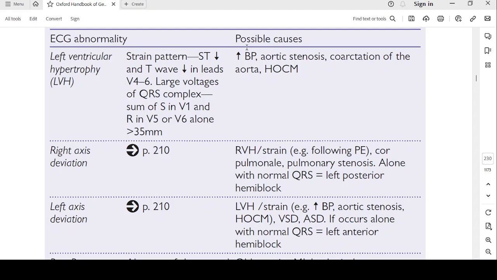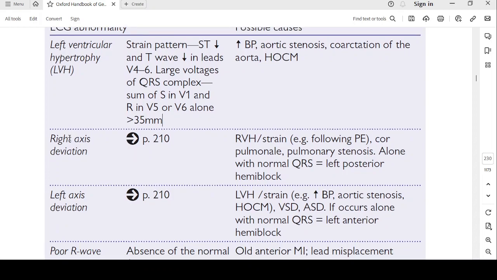What are the possible causes of left ventricular hypertrophy? It is systemic hypertension, aortic stenosis, anything beyond your left ventricle in the onward circulation. Either there is high BP, your left ventricle has to pump against the high systemic blood pressure, aortic stenosis, coarctation of the aorta, or HOCM. HOCM is hypertrophic obstructive cardiomyopathy.